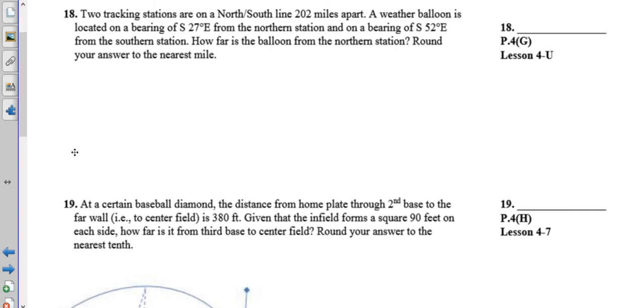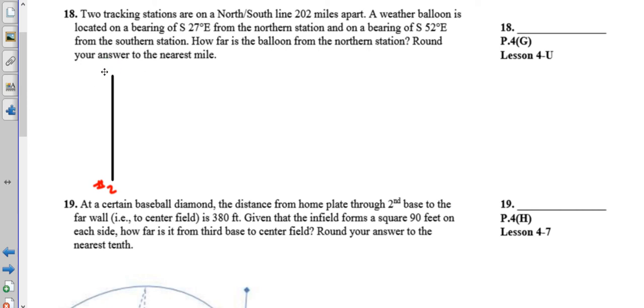Two tracking stations are on a north-south line, 202 miles apart. Well, I'm going to stop there and I'm just going to add this to the graph. So I have a north-south line and there's two tracking stations. I'll call one number 1, the other number 2. A weather balloon is located on a bearing of south 27 east from the northern station.